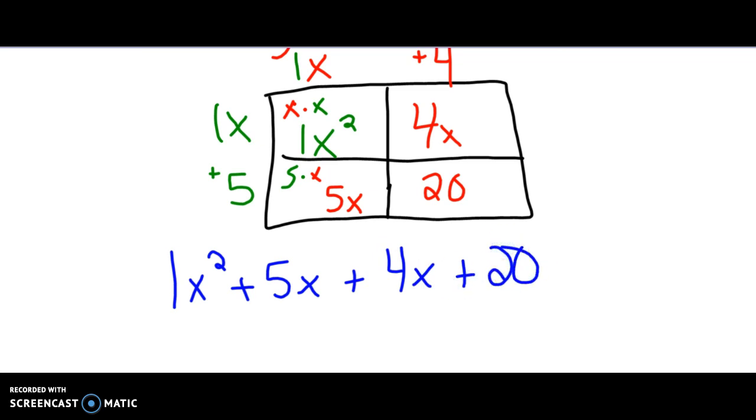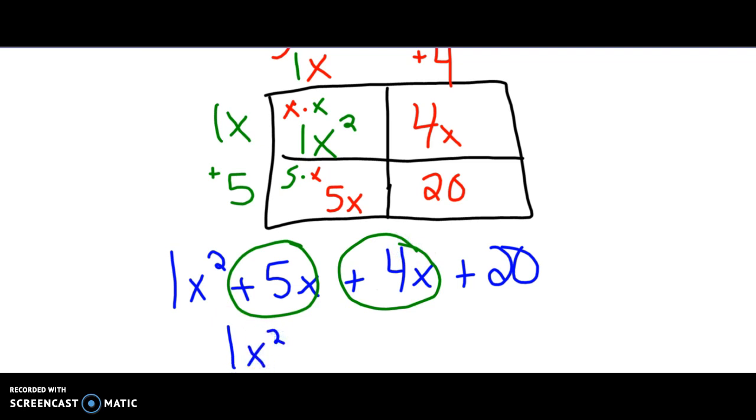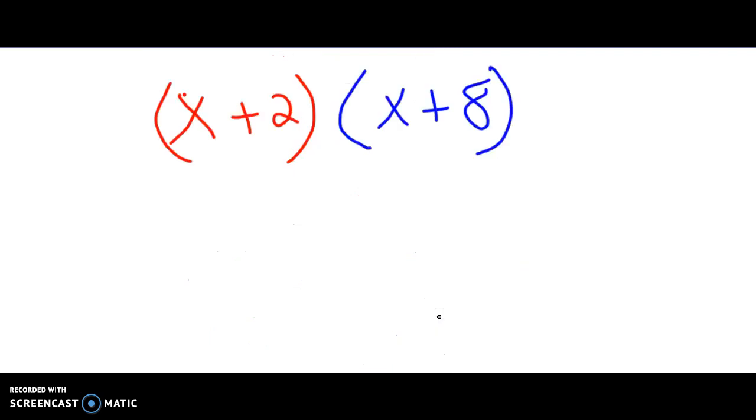Now I ask myself, are there any terms that I can combine? I can combine this 5x plus 4x, so I'd be left with 1x squared. And then I have 5x plus 4x, 5, 6, 7, 8, 9, which gives me positive 9x, and then I bring down my plus 20. And that's your answer. Okay. Let's look at the next one.